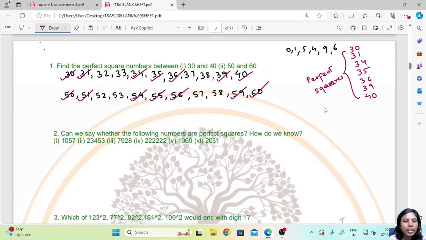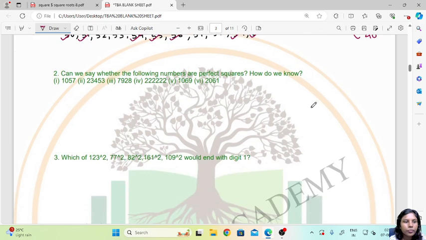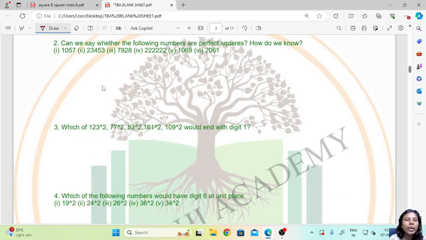So now let's go ahead and see. Can we say whether the following numbers are perfect squares? No, how do we know? Same way we have to find these now. So 1057. Does it come? Will it have a perfect square? Units place we have 7. So therefore no, it won't have a perfect square. No perfect square.